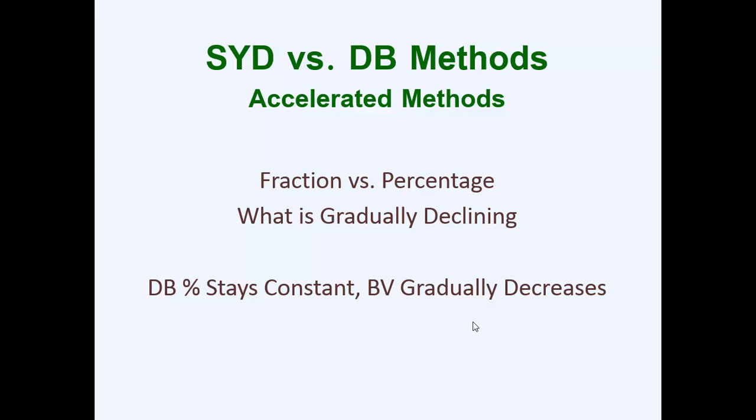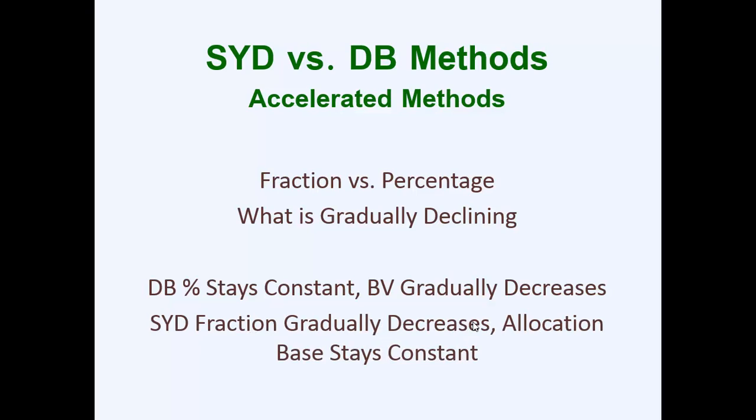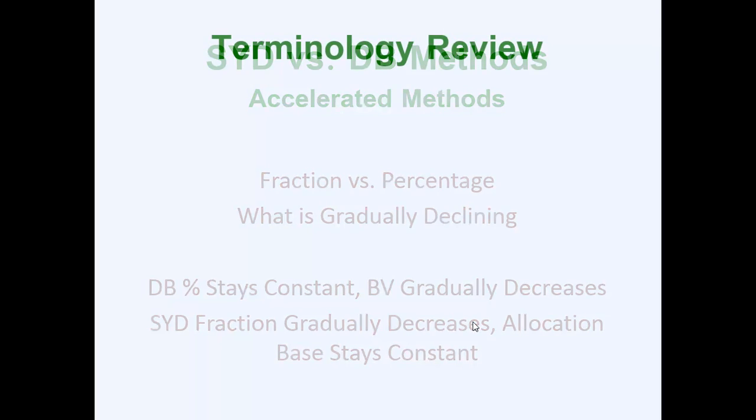But what is gradually declining? Remember looking at those charts. With the declining balance, that percentage stays constant. The book value gradually decreases. With the sum of the year's digits, the fraction is what is decreasing, and the allocation base stays constant. That's the difference between these two accelerated methods, but it's not difficult to calculate once you understand what the sum of the year's digits means.